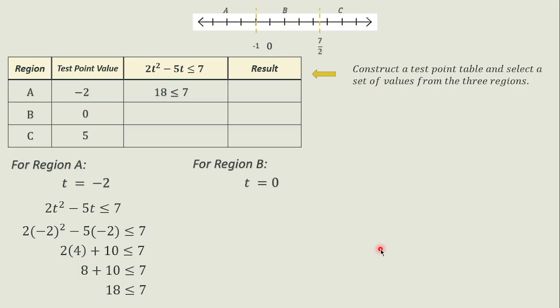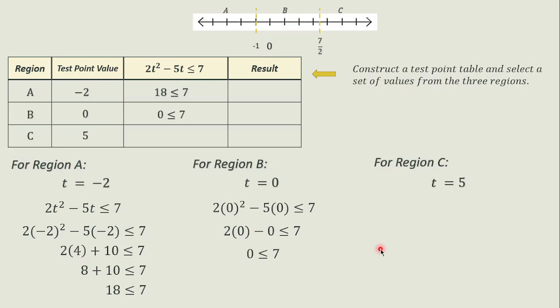Next one, for region B, t is equal to 0. Copy the quadratic inequality. Then, dito ginawa ko, sinubstitute ko agad. So, 2 times 0 squared minus 5 times 0 is less than or equal to 7. 2 times 0 minus 0 is less than or equal to 7. So, 0 is less than or equal to 7. So, i-copy sa test point table.